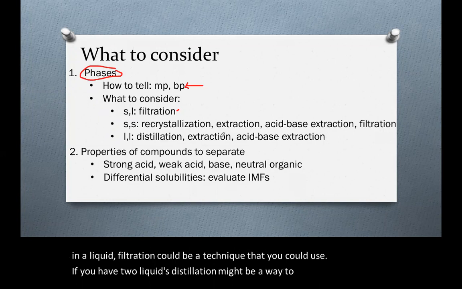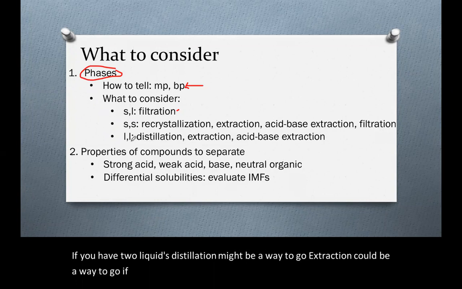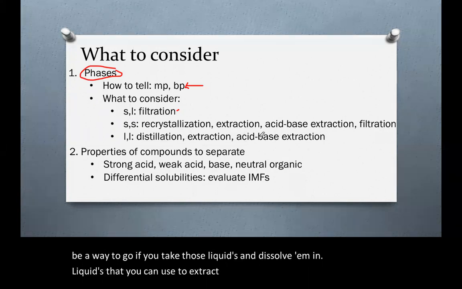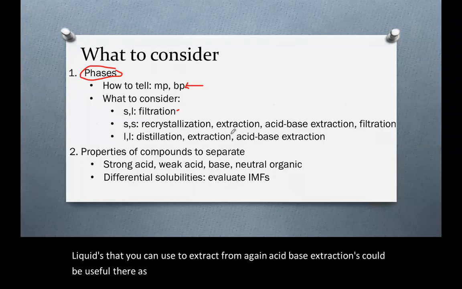Acid-base extractions could be useful if you have acidic or basic compounds you're trying to separate. And if you can take one of those solids and dissolve it in a liquid, filtration could be a technique that you could use. If you have two liquids, distillation might be a way to go. Extraction could be a way to go if you take those liquids and dissolve them in liquids that you can use to extract from. And again, acid-base extractions could be useful there as well, depending upon the characteristics of the molecule that you're looking at.